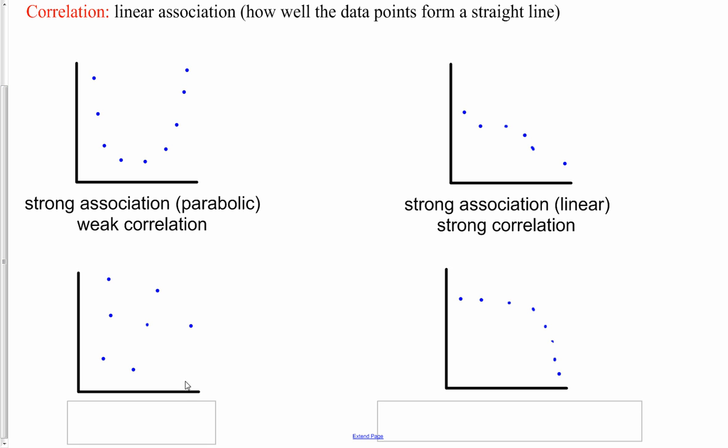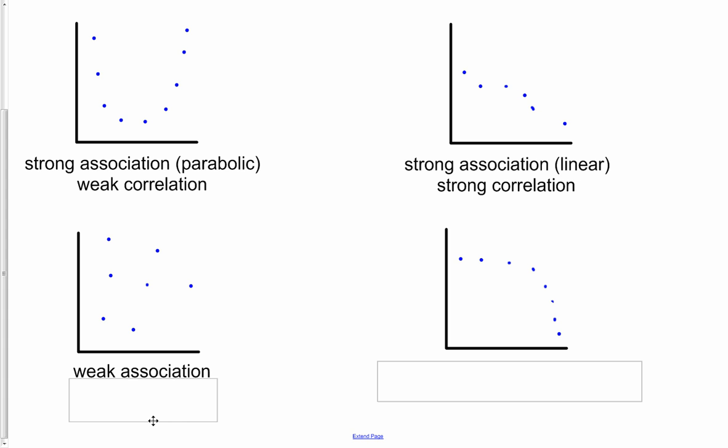This graph down here, I don't really see any pattern whatsoever. It's just the points are just kind of scattered. So we would say that there is weak association, and since there's weak association, there's definitely no linear pattern. So we would say weak correlation also. Whenever association is weak, correlation is going to be weak too.